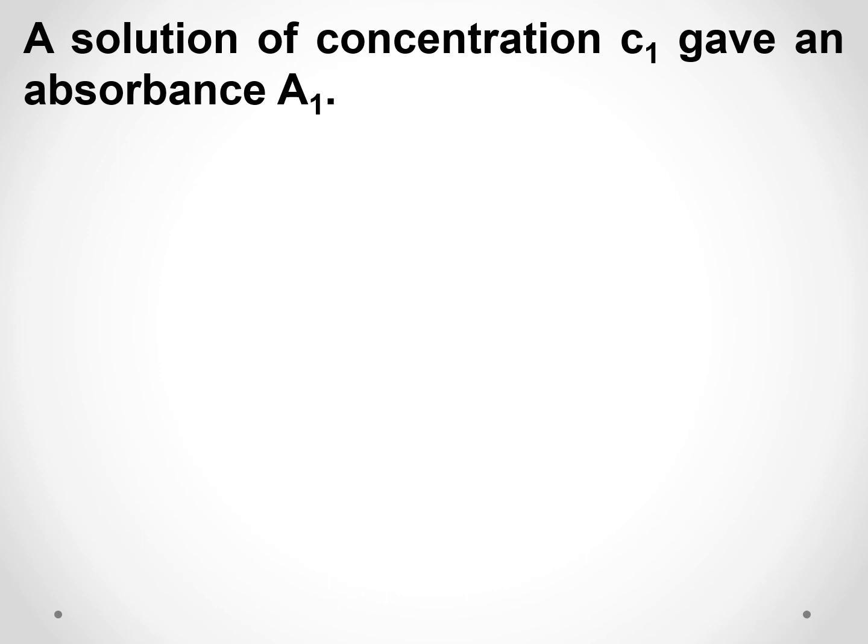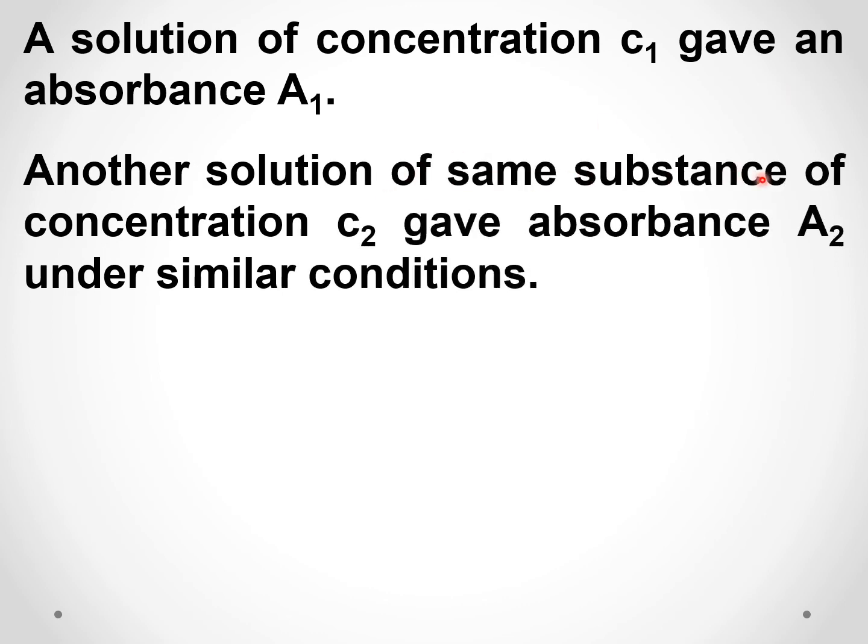A solution of concentration C1 gave an absorbance A1. Let us consider a solution of concentration C1. It gave an absorbance of A1. Another solution of the same substance of concentration C2 gave an absorbance A2 under similar conditions. Same substance you are taking, like if you take potassium permanganate, one solution of concentration C1 gave an absorbance A1, another solution of potassium permanganate of concentration C2 gave absorbance A2 under similar conditions.